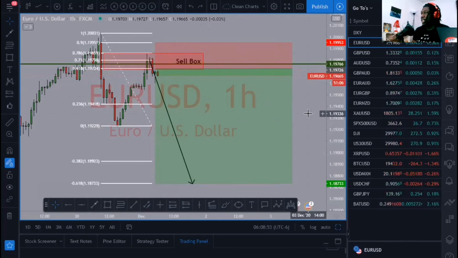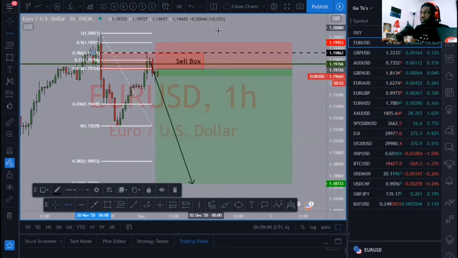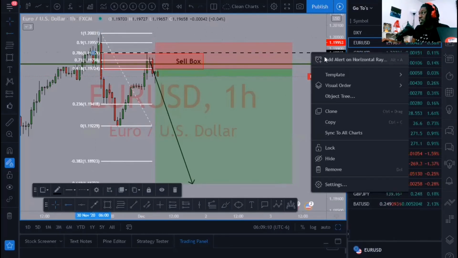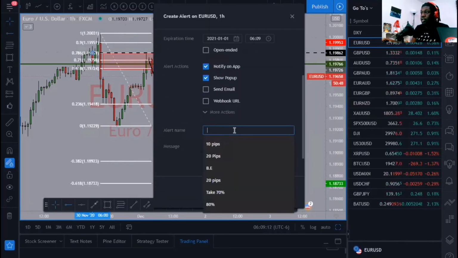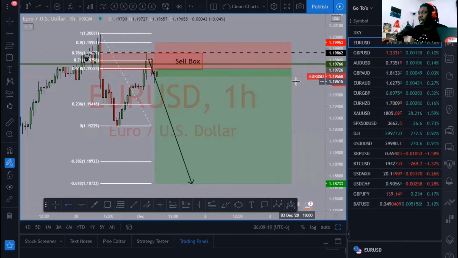So let's see how this EU plays out. I do like it a lot. And if it comes back to the 78.6, maybe I'll get in another entry right there. Actually, I will put an alert right here, just so that if price does come up here, I'll have a second entry opportunity. So we'll see how that plays out.